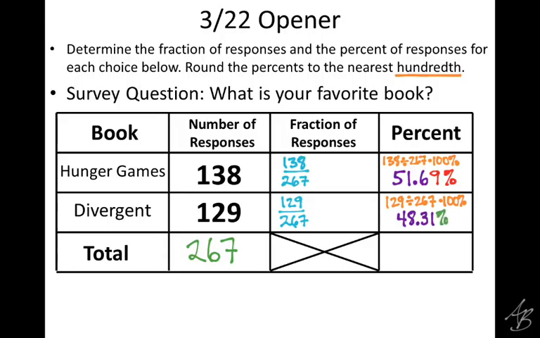All right, and then the last thing we need to do is fill in that last box. What are we going to do to fill this in here to calculate this number? Add the percent. So we're going to add the 51.69% plus 48.31% and get 100%. That ends up to be 100% exactly. Don't need to do any rounding or anything there.